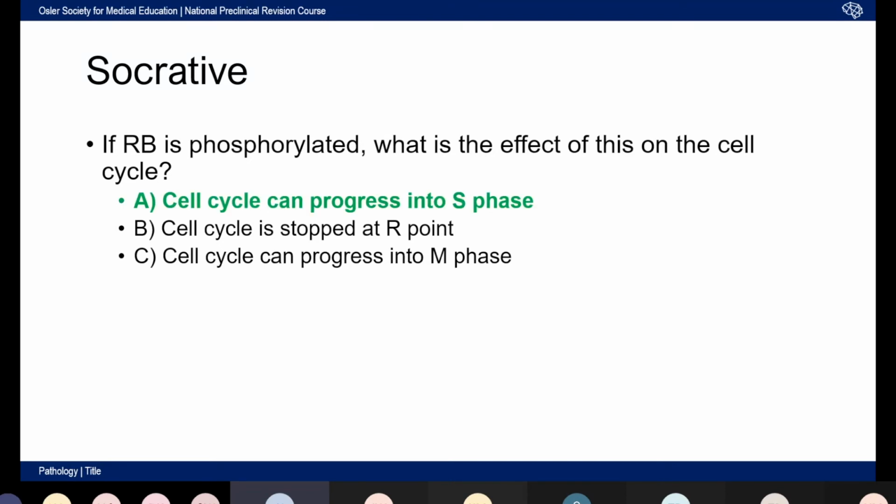Yeah, so this question is a bit of an oversimplification. But yeah, so the RB is important at the R checkpoint, which is between G1 and S. And if RB is phosphorylated, this means that the transcription factor is released and the cell cycle can progress past the R point into S phase.